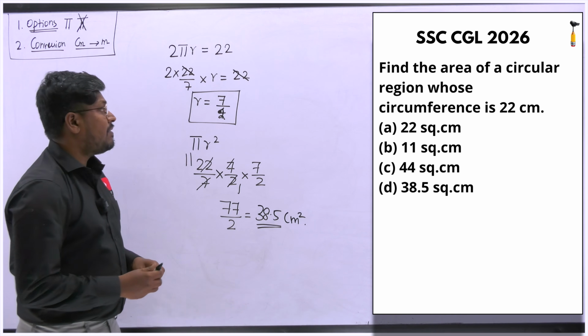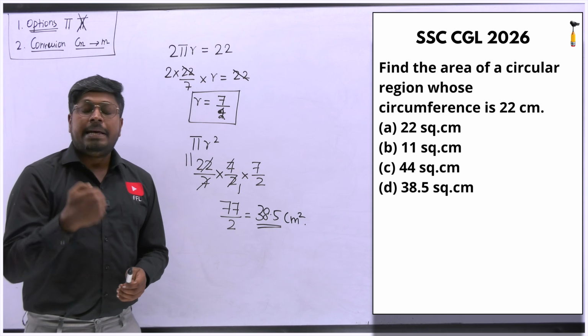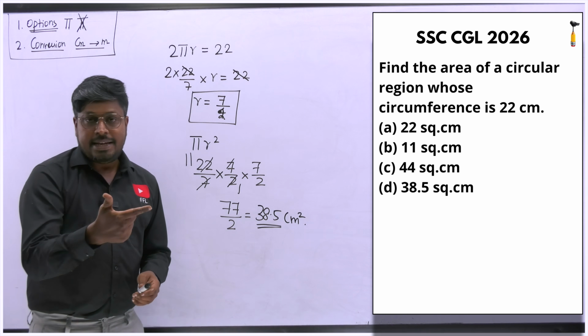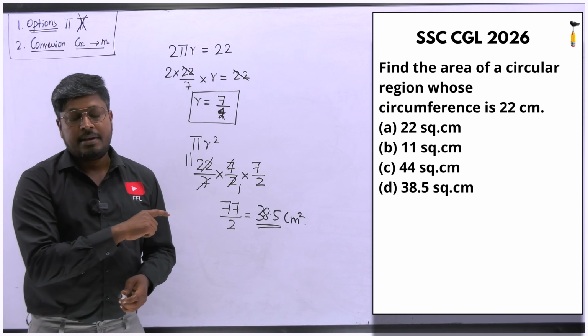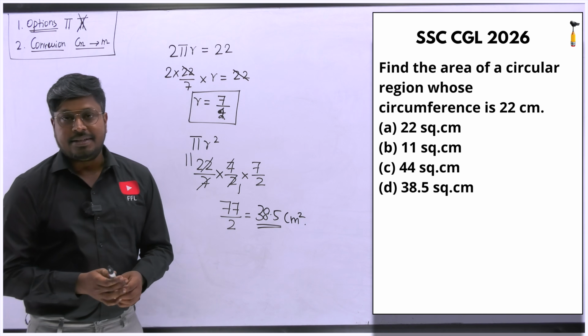So friends, understood. They have given only the circumference. Based upon that, we found the radius. After finding the radius, I have applied it in the area formula in order to find the area of the circle.